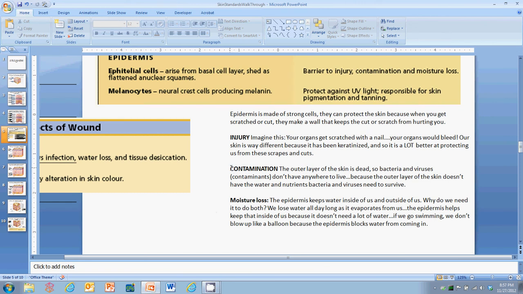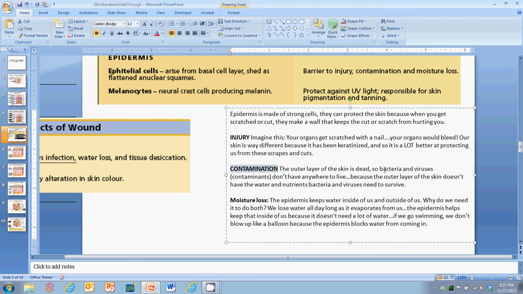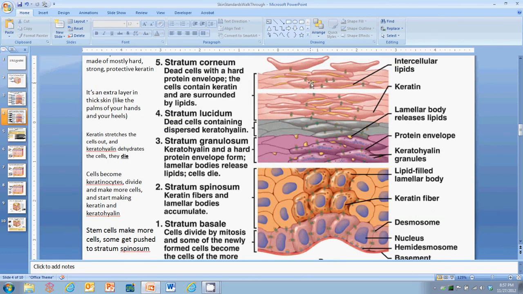It protects us from contamination, which is protection from bacteria and viruses getting inside of us, because the outer layer of the skin is dead. So bacteria and viruses, contaminants, don't have anywhere to live. Because the outer layer of the skin doesn't have the water and nutrients bacteria and viruses need to survive. The outer layer of the skin is dead, so they don't need as much water and nutrients because they're already dead. That means bacteria and viruses can't survive. Bacteria and viruses won't grow. And this barrier, these cells stuck together, will protect against bacteria and viruses getting inside of my body because this is a wall.